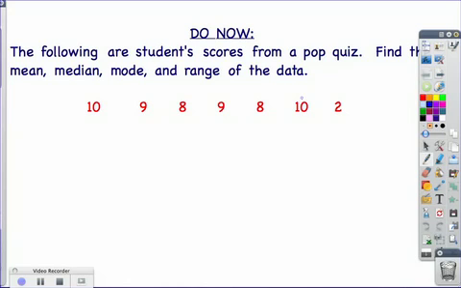Do now. The following are student scores from a pop quiz. Find the mean, median, mode, and range of the data. Pause the screen to try this on your own and see what you remember from previous years, and resume when you're ready.